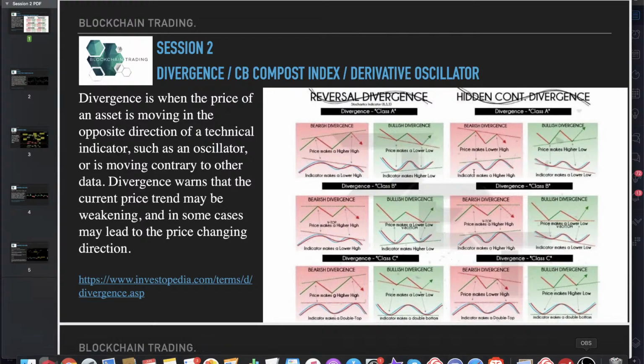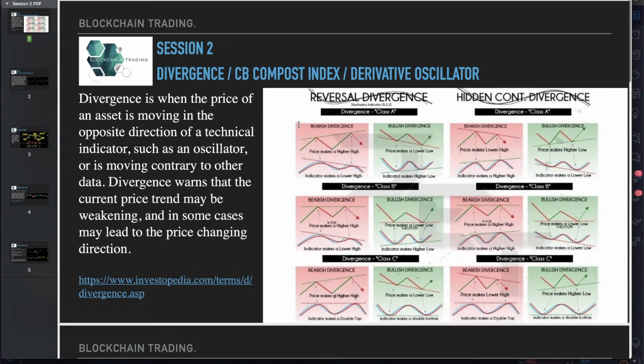You can see in the PDF that the very first slide is divergences. There are a lot of different kinds of divergence, and I'm sure a lot of you are already familiar with the types, but there are different classes, such as reversal divergence and hidden divergence. That's what this next indicator, the CB index, is going to primarily cover: your reversal and your hidden continued divergences.